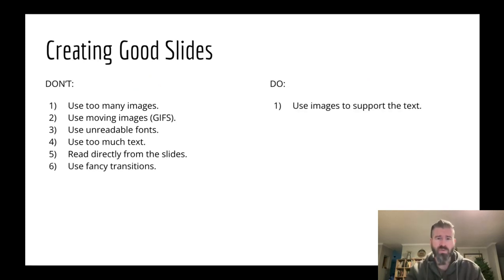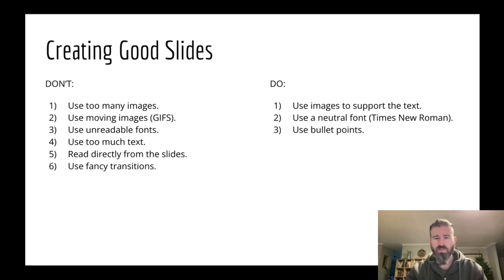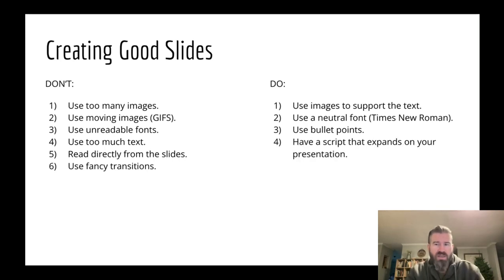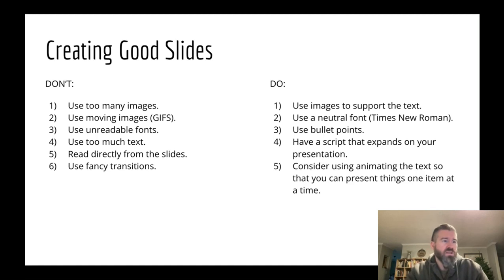So, things to do. I would use images to support the text. So if you're going to have an image, have a reason for that image. Use a neutral font, which we already talked about. Use bullet points, right? Rather than writing out full sentences, because you don't have to have full sentences on the slide, because you're going to be expanding on that. Do have a script that expands on your presentation. Do consider animating the text so that you can present things one item at a time.